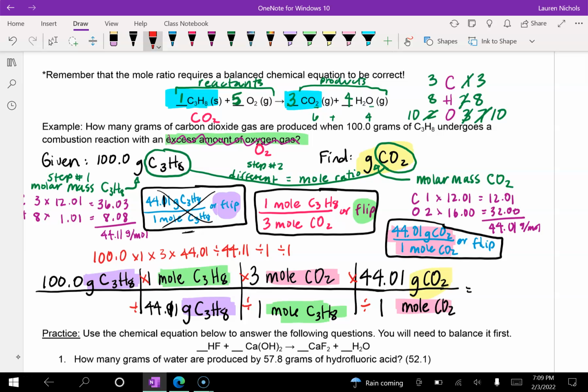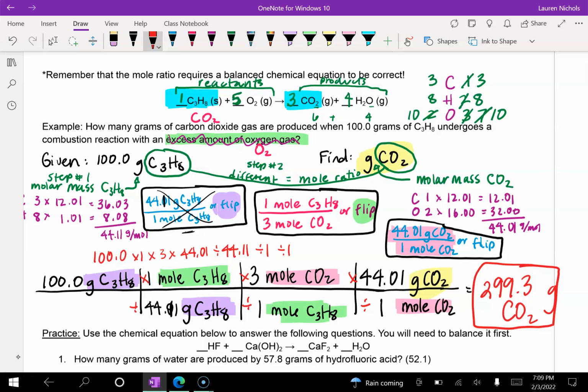And when you do this, you get 299.32 grams of carbon dioxide, which if we're going for 4 significant figures, let's say 299.3 grams of carbon dioxide. So again, this is just kind of how you set it up.